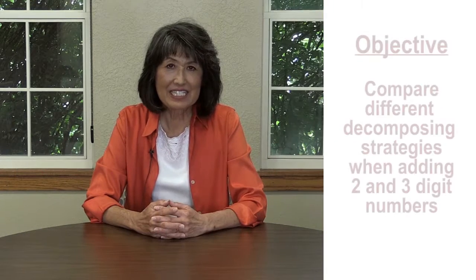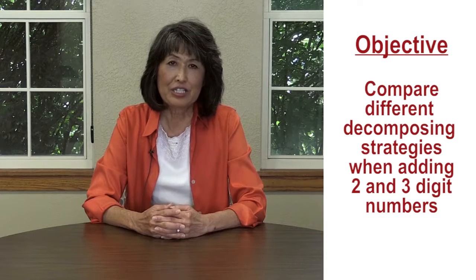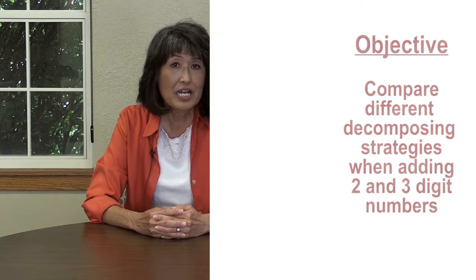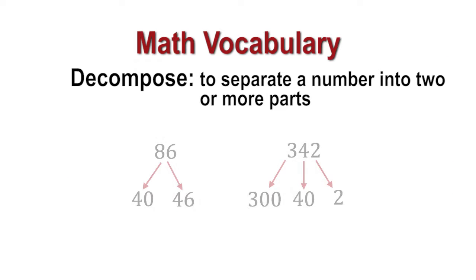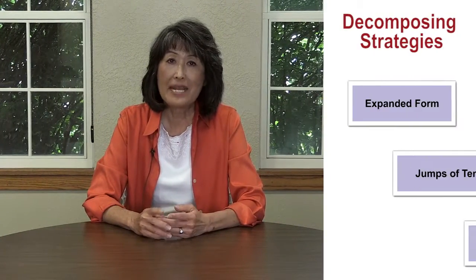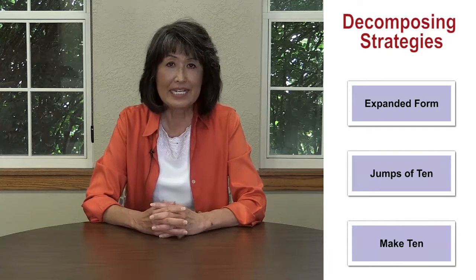The objective of this lesson is for students to be able to compare different decomposing strategies when adding 2- and 3-digit numbers. The decomposing strategies presented in the previous lesson were using the expanded form, making jumps of 10, and making 10.